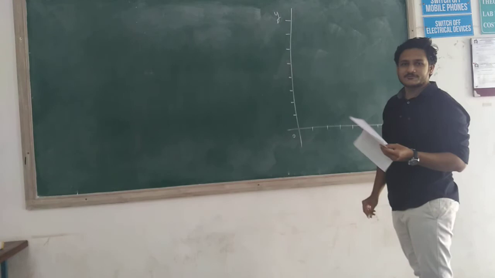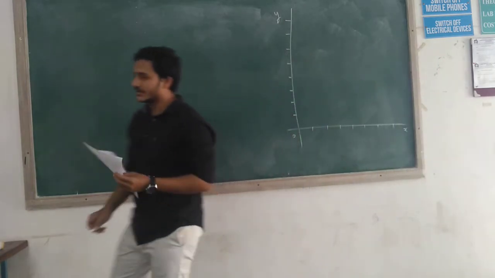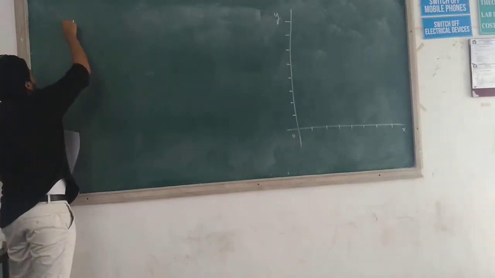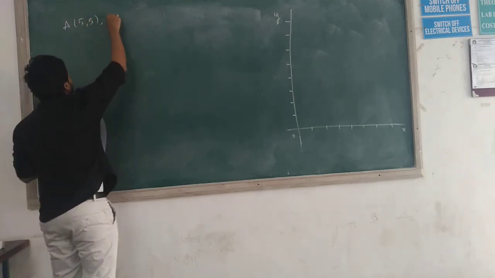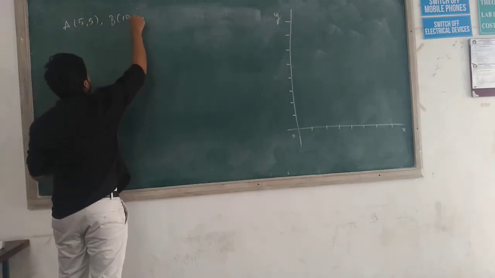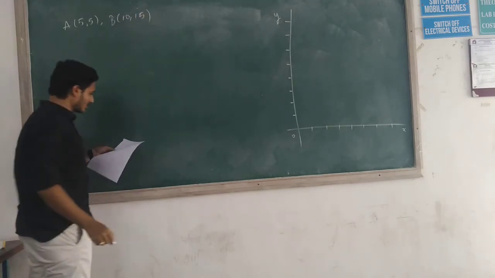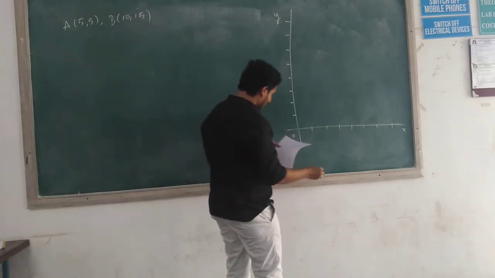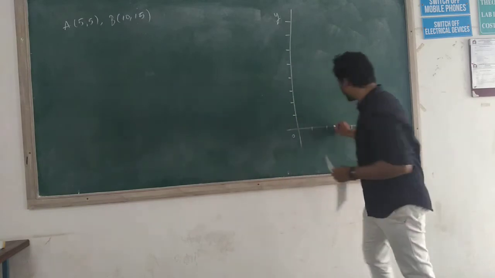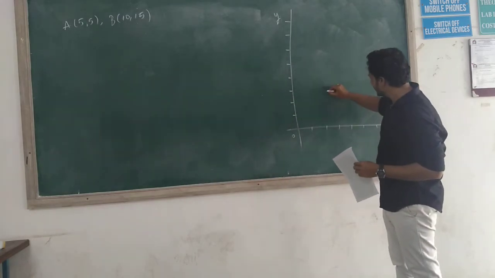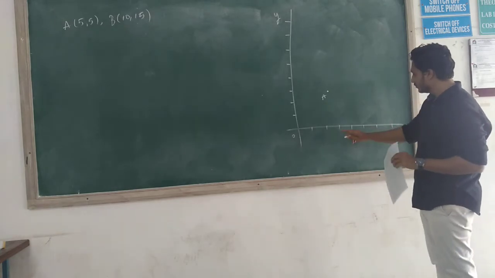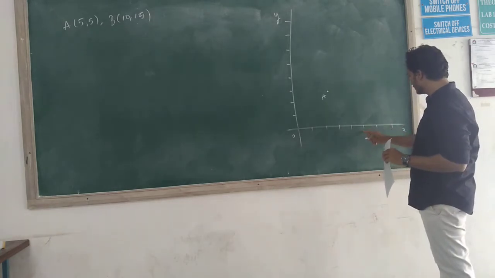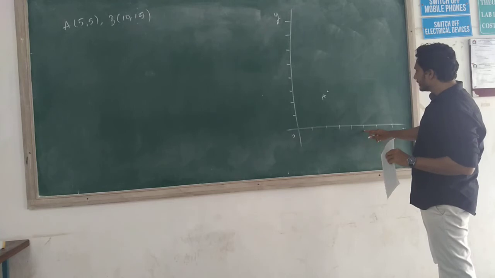Well, A has 5, 5. Let me write it here. The line has A at 5, 5 and B at 10, 15. Let me represent this first. 5, 5. Well, this is 5 and this is 5. This is A. Then 10, 15. This is 10.